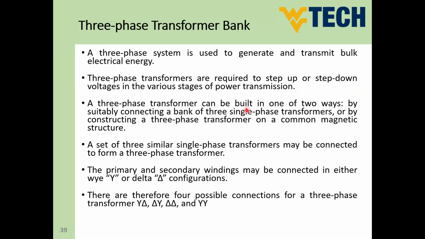A three-phase transformer can be built in one of two ways. So what are the two ways? The first way is by suitably connecting a bank of three single-phase transformers. So this is the first way, guys. We can grab three single-phase transformers and connect them together in order to construct a three-phase transformer. And this is called the bank of three-phase transformers or three-phase transformer bank.